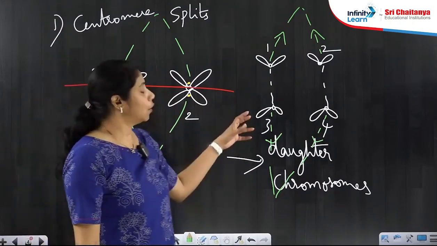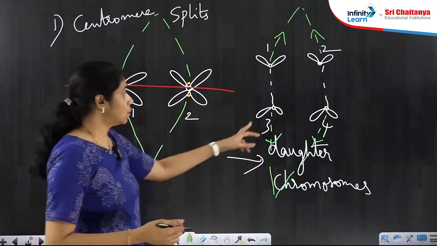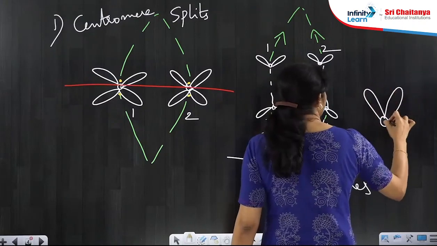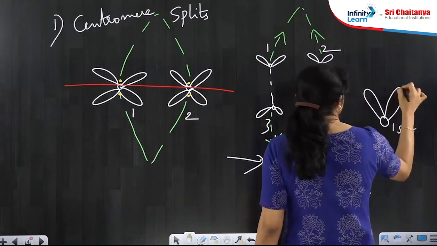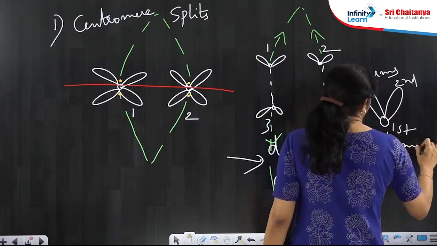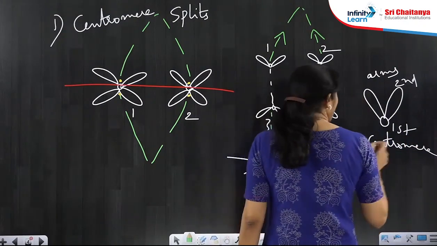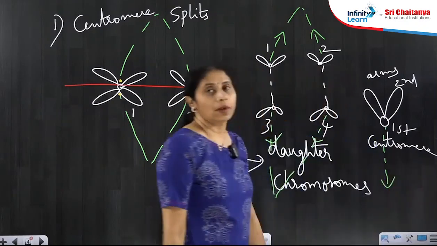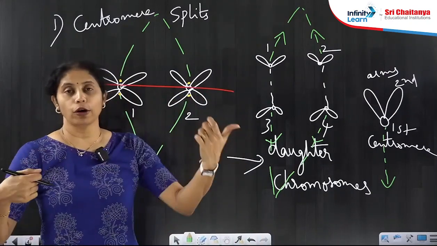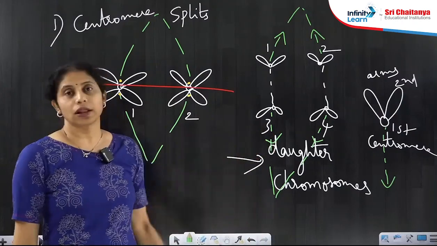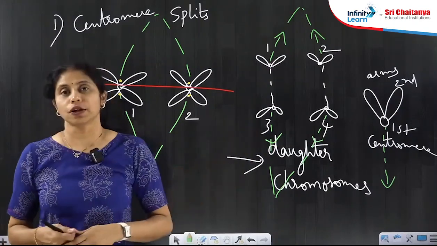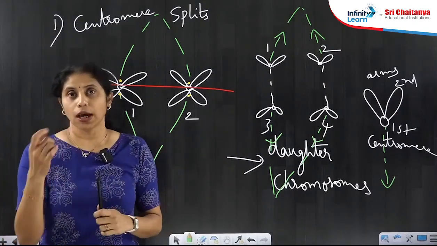So when the daughter chromosomes are moving to the opposite poles, the centromere will be going first, followed by the arms. First is the centromere, then second are the arms, trailing behind. Like this, it will be pulled towards the poles. While going, they will take different shapes like V shape, L shape, J shape, I shape. Depending on the position of the centromere, you will get V shape, L shape, J and I.